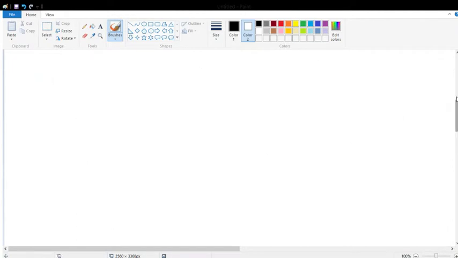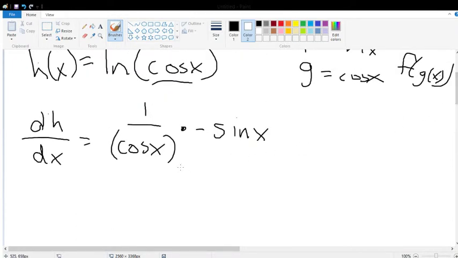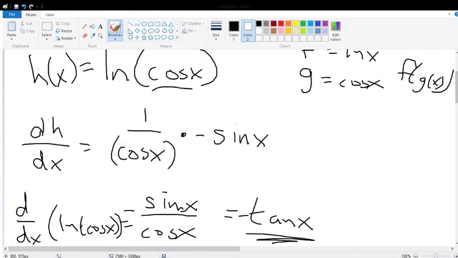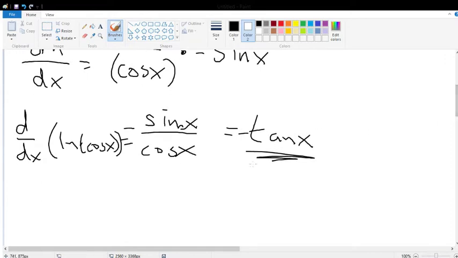Oh, this is strange. Okay. If you simplify, this would be negative sine of x over cosine of x. I guess that would equal negative tangent of x. Okay, that was totally unintentional. So I guess the derivative with respect to x of natural log of cosine of x is equal to negative tangent of x. It makes sense, obviously, but I learned something today.